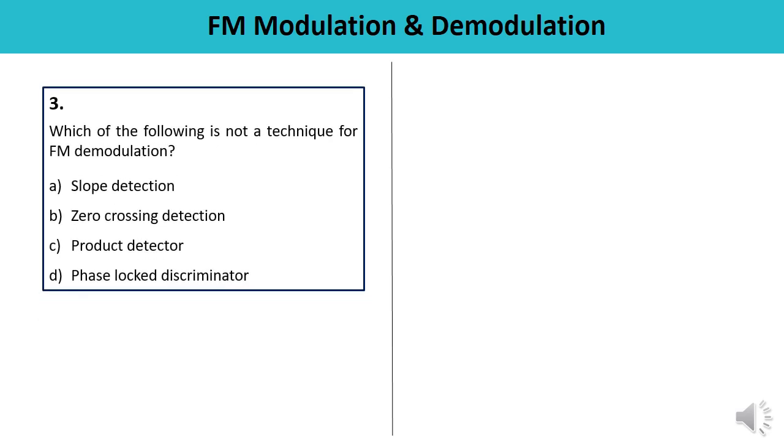Next question is, which of the following is not a technique for FM demodulation? Slope detection, zero crossing detection, product detector, phase locked discriminator. So here various techniques such as slope detection, zero crossing detection, phase locked loop discrimination, quadrature detection, these are used to demodulate FM. It means the correct option which is not used for FM demodulation is the product detector. Answer is C.